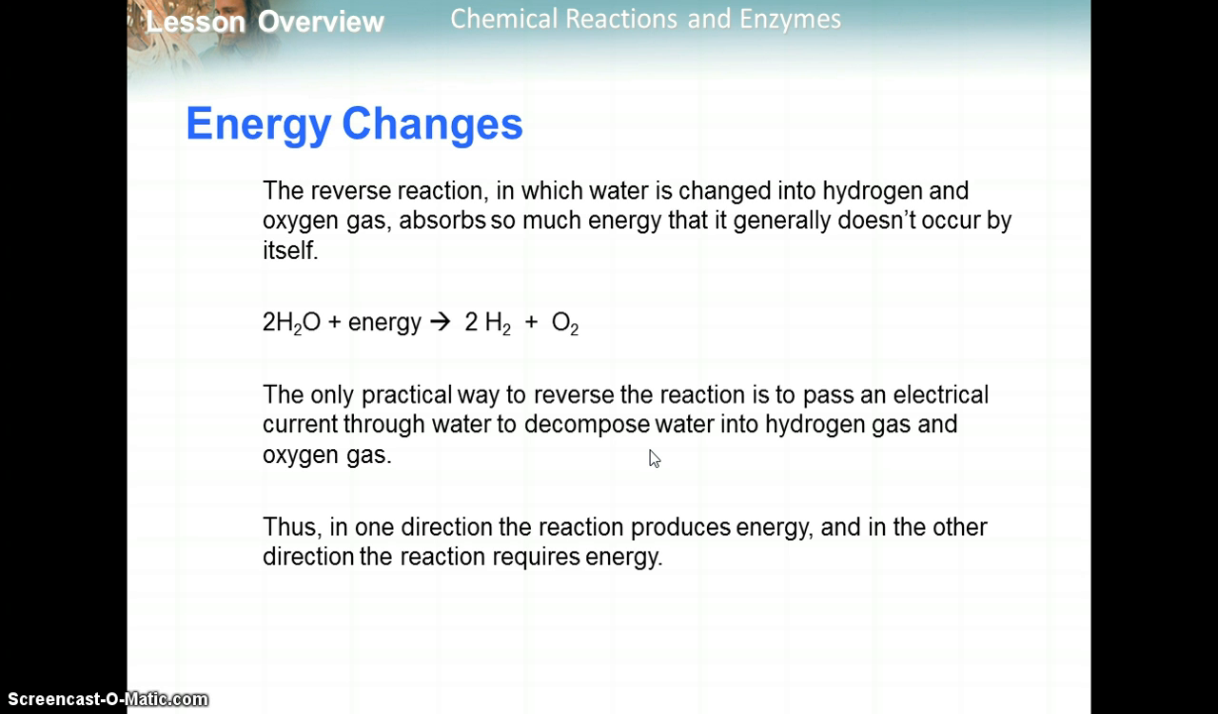So in only one direction here does the reaction produce energy. In the other direction, the reaction would require energy. So again, you're not going to be tested on this, but it's just an example of a reaction needing energy and a reaction that would happen on its own and produce energy.